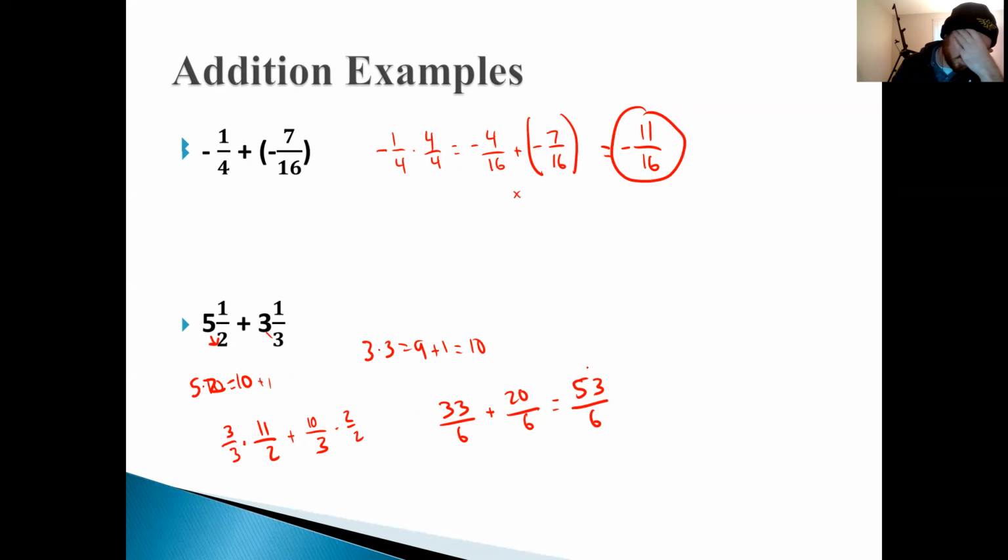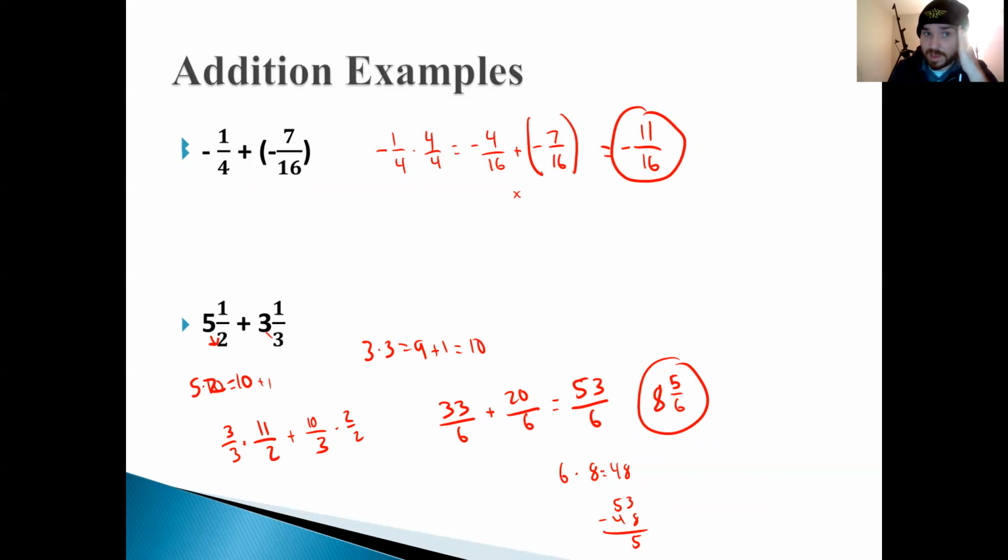Now, in order to get this back into mixed number form, which you don't necessarily have to do, like I said, I will accept this answer if you give it to me on a quiz. But you should know how to put it back into mixed number form. We take 53, we decide how many times 6 goes into 53. 6 goes into 53 8 times. 6 times 8 is 48. So 53 minus 48, we have a remainder of 5. So we're going to put the 5 over 6 as our remainder. And then we're done with that one.